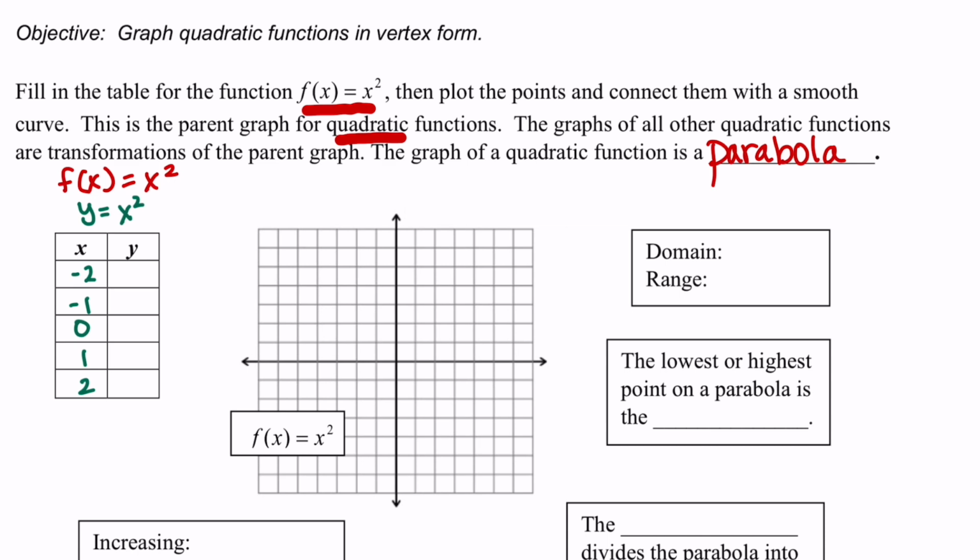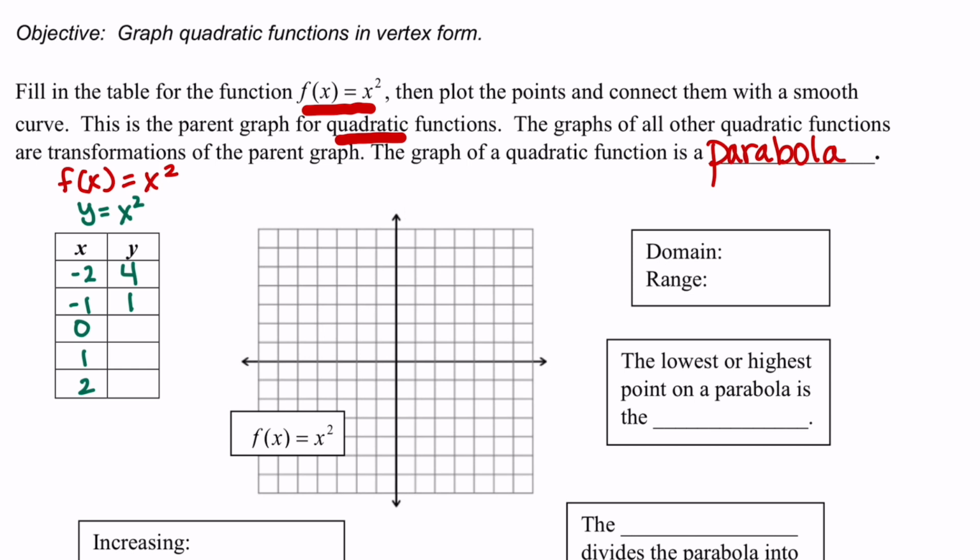So we're going to take that -2 and plug it in for the x. We have a -2 in parentheses, and then we square it, so we have -2 times -2, which gives us a +4. So we would have the point -2, 4. Now we're going to have the same thing if we have a -1 and we plug it into the equation. We put the -1 in parentheses, and then we square it. This means -1 times -1, which equals a 1.